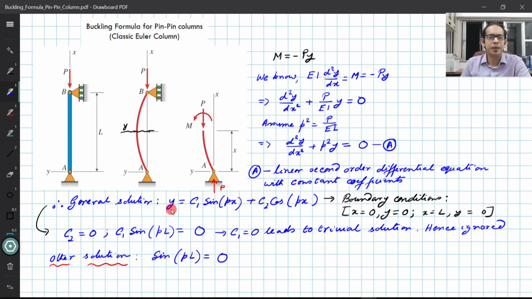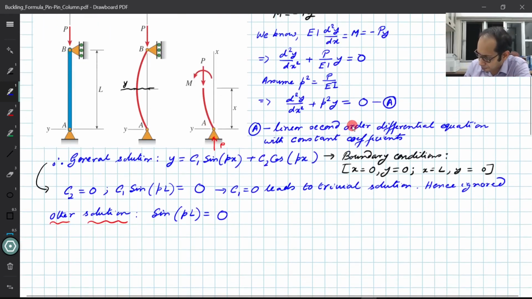So sine pL equals 0 means your pL must be equal to n pi, where n is 1, 2, 3 and so on. So let's go ahead and write that, and then substitute this small p. Remember, the small p square which we have taken is P divided by EI. Eventually we are trying to get this P over here. So let's back substitute and see what we get.